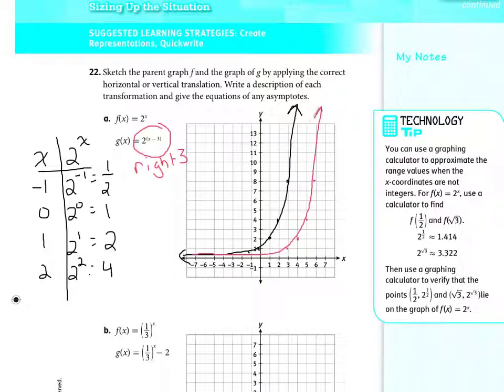Now, on this problem, we also were asked to find the equations of any asymptotes. So on the parent graph, just 2 to the x, we have a horizontal asymptote at y equals 0. What about our transformed graph, 2 to the x minus 3? Well, this graph also has a horizontal asymptote at y equals 0. It's not passing that boundary.